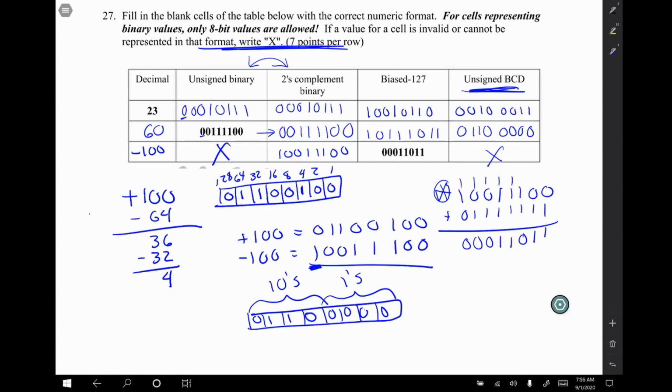Wow, that was a marathon session. But if you understand how to fill out this table, you should have no problem converting back and forth between bias 127, 2's complement binary, unsigned binary, and unsigned BCD, and be able to understand how the numbers are represented inside the machine, and possibly be able to debug any problems you would encounter because of things like overflow.